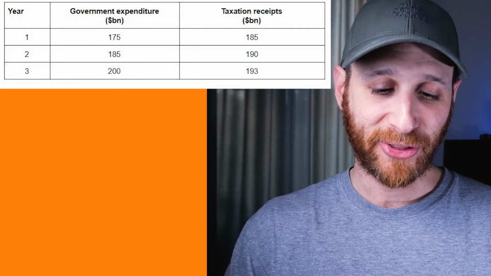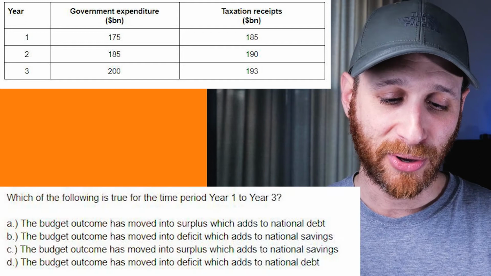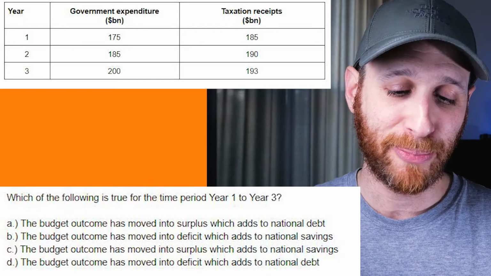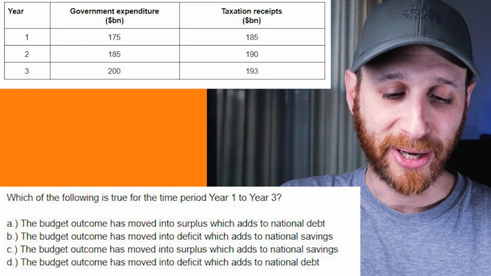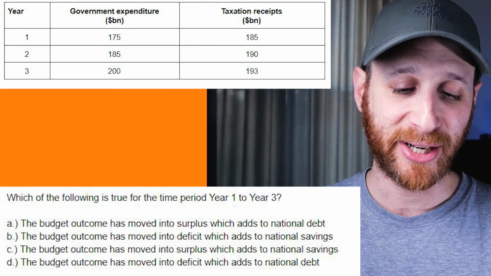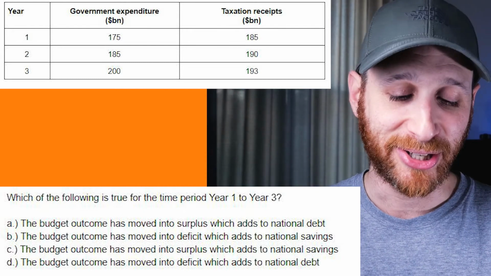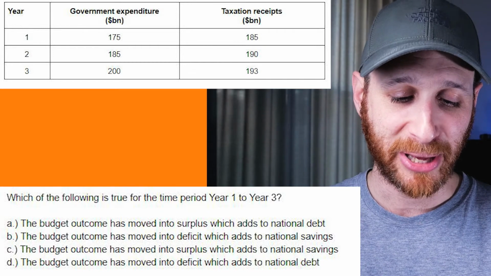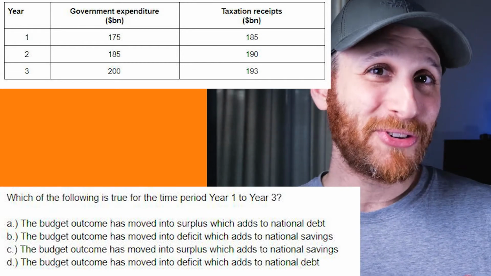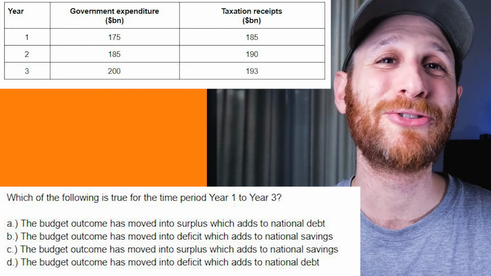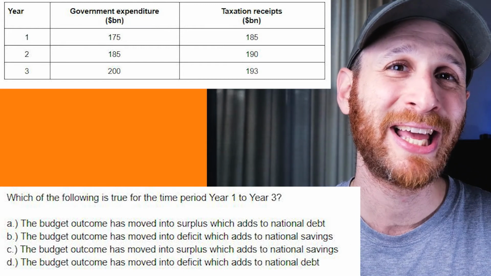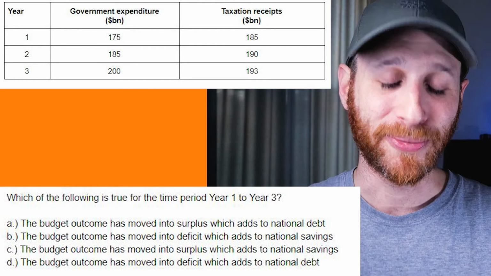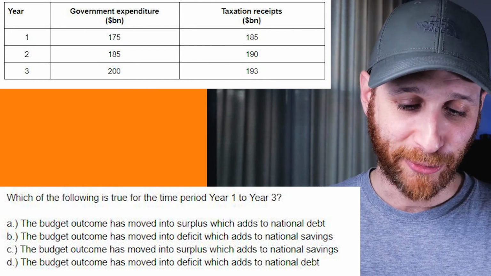So let's go back to the categories here. It's saying what has happened between years 1 and 3. So you'll recall we started in surplus and ended in deficit. So we can say that the answers are going to be B or D. We have not moved into surplus, we have moved into deficit because expenditure is now greater than revenue. So we've got B or D as possible.